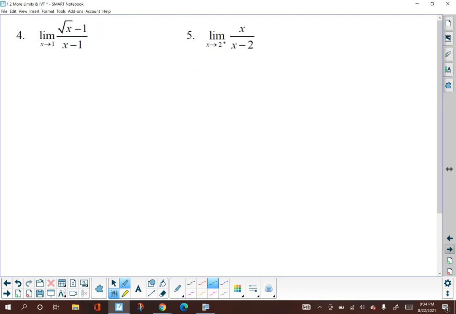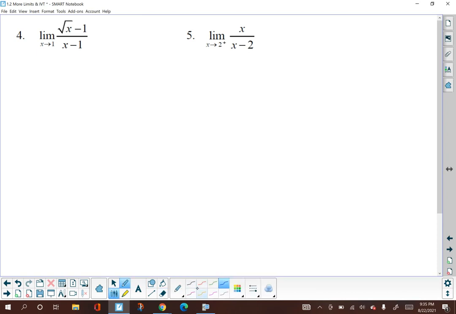Okay, going into a little bit more complicated algebraic limit here. We have the limit as x approaches 1 of root x minus 1 over x minus 1. We are going to use a technique here that is a little bit tricky. It's called rationalizing. In this case, we're going to rationalize the numerator. Rationalize, you've done things like rationalize denominators before. Like if you have 2 over root 2, you multiply by root 2 to rationalize. We are going to rationalize the top of that fraction.